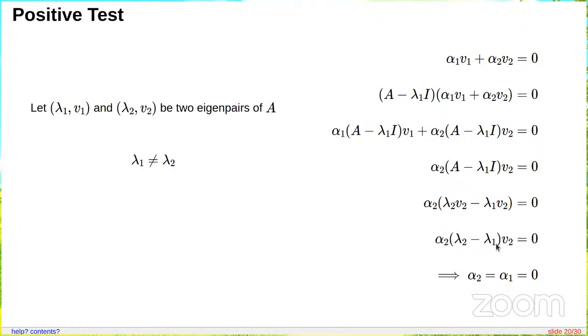Yes, precisely. Since we don't know if alpha 2 is 0 or not, in the previous case, since we know that lambda 2 and lambda 1 are distinct, we can say that alpha 2 has to be the one that is 0. But in this case, we cannot say the same. True, right. This seems more convincing.